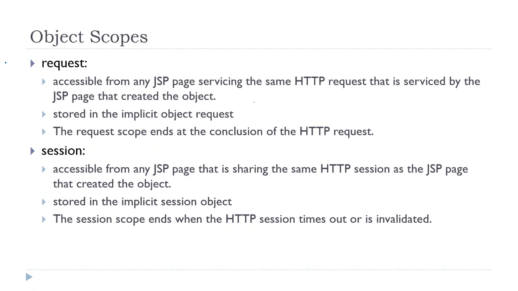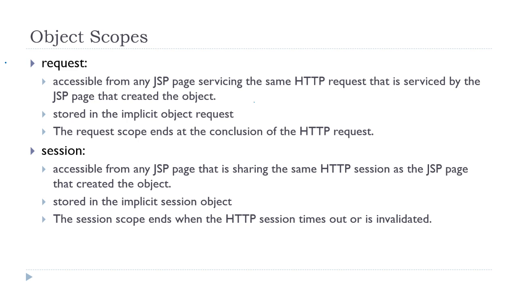Next is the request scope. The request scope is accessible from any JSP page which is serving the same HTTP request. As soon as the service method starts executing, the request scope will be live, and it will remain valid until that request has been served by sending an appropriate response back to the client.